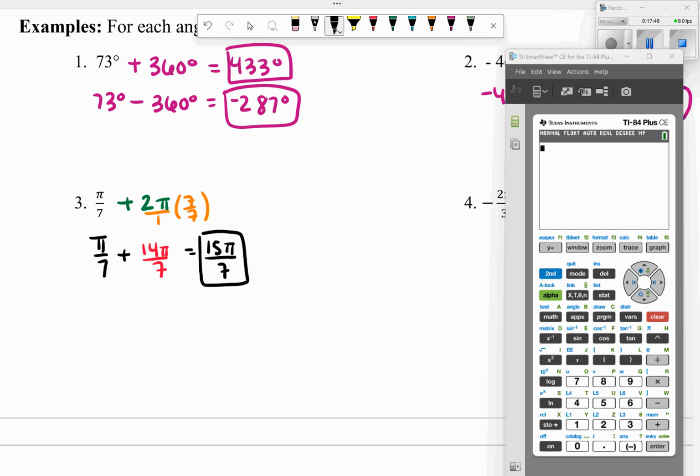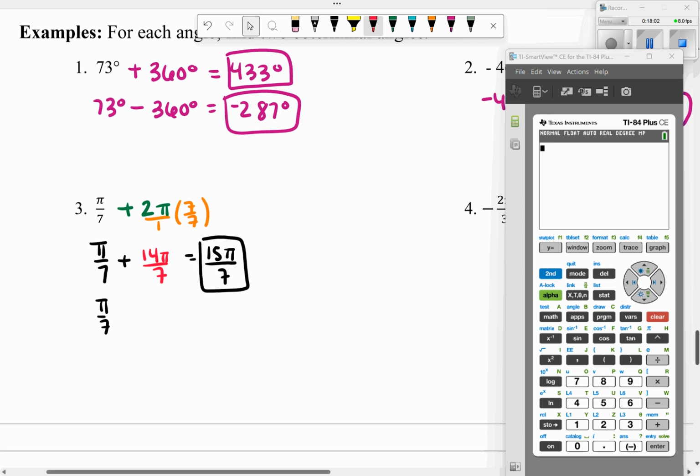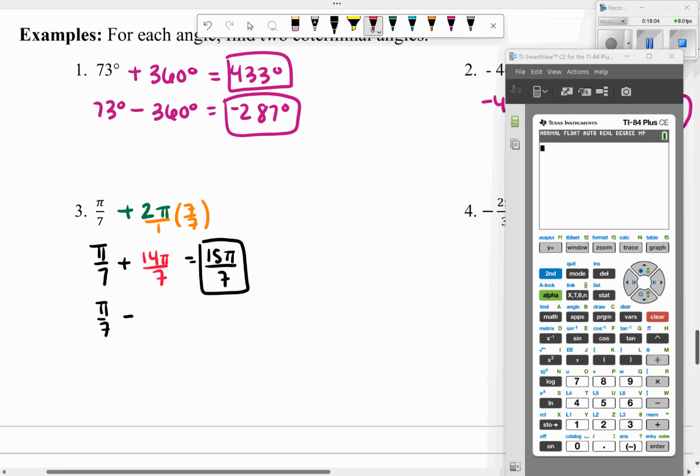Could you change this to a degree measure and then turn it back into radians? You could, but that's more work, and some of these you're not going to have a calculator for, so you need to really be able to add and subtract 2 pi by getting common denominators. So if I had pi over 7 and I wanted a negative coterminal angle, I'm going to subtract 14 pi over 7. So when I subtract 14 pi over 7, I get negative 13 pi over 7.